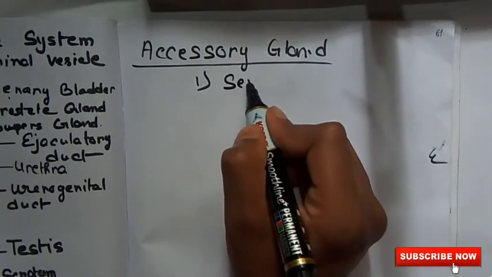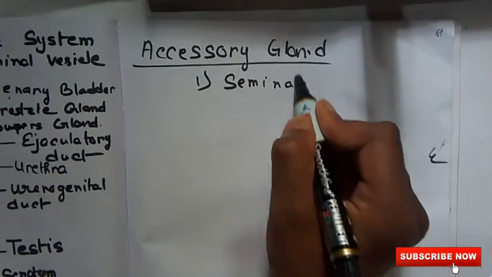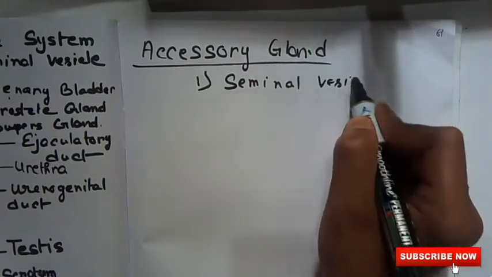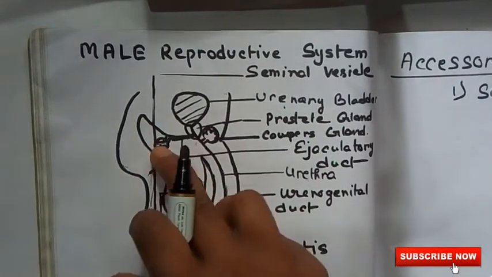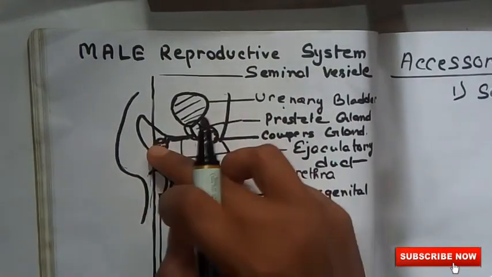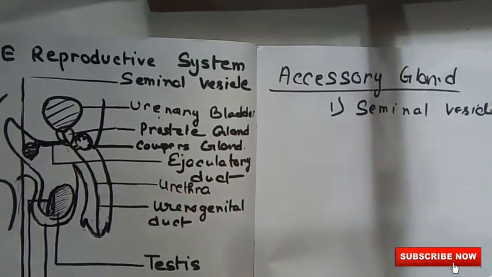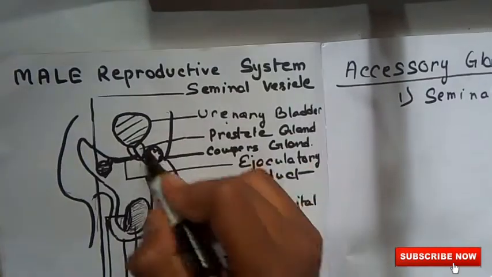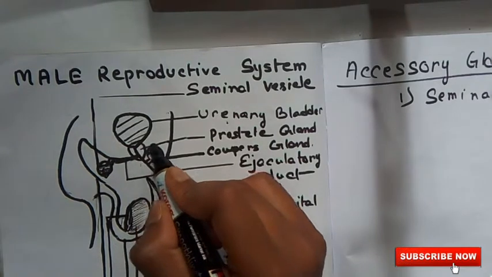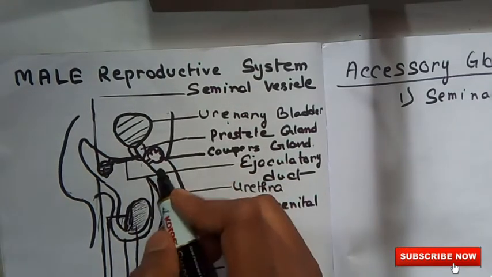So you can see here the seminal vesicle. This is the seminal vesicle. Now the prostate gland. This is the prostate gland, and the Cowper's glands. This is the Cowper's glands. Prostate gland, Cowper's gland, and the seminal vesicle.